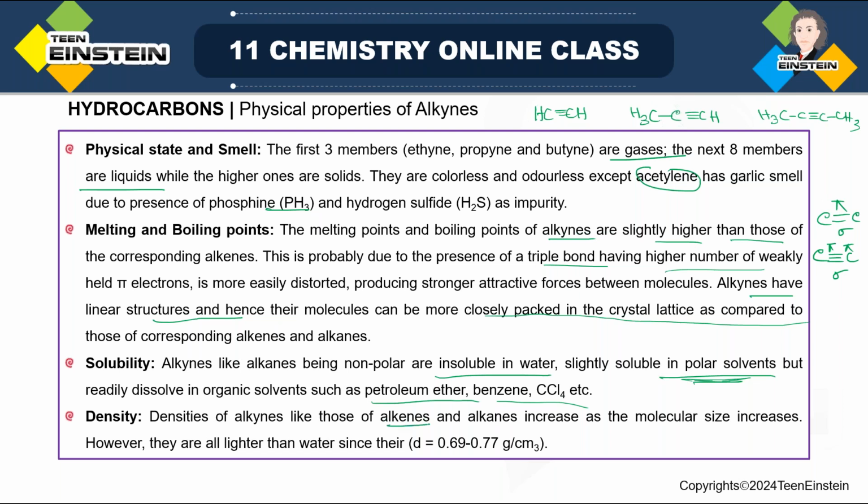Densities of alkynes, like those of alkenes and alkanes, increase as molecular size increases. Now, if you consider density as mass by volume, molar mass increases when you move from the first member to the second member, that is fine, but volume is also increasing. But if you compare, the increase of mass is high compared to the increase of volume. So ultimately, in this ratio, the chance of increase in the numerator is high compared to the denominator, and that is the reason densities are increasing.